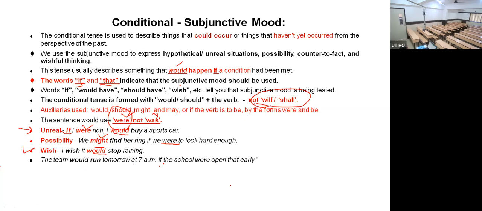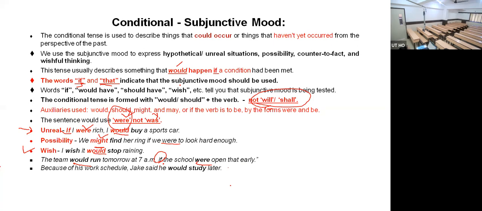The team would run tomorrow at 7 a.m. if the school were open. If you look at the words used, the team would run tomorrow at 7 a.m. if the school were open that early. Okay? So would, if, were. These are the three words that are coming in to show that it is not definitive, it's subjunctive or conditional.